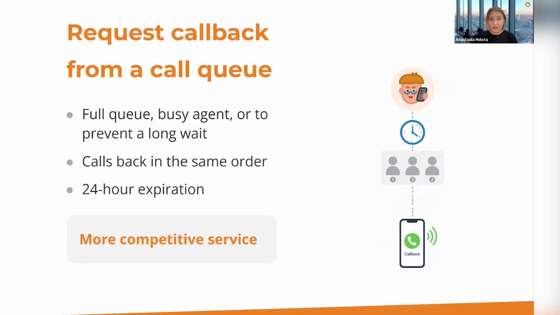So to improve that experience, we've added the option to request a callback. The way it works, say a caller has been waiting in a queue for 1 minute. They hear a prompt offering a callback. They confirm the number and hang up. Their position in the queue is kept, so when an agent becomes available and the system calls them back, it happens in the same order they were originally waiting.